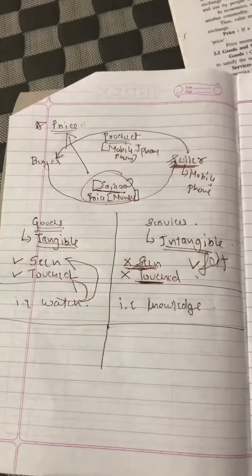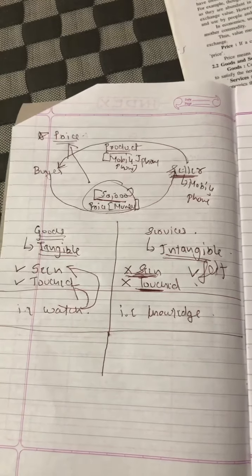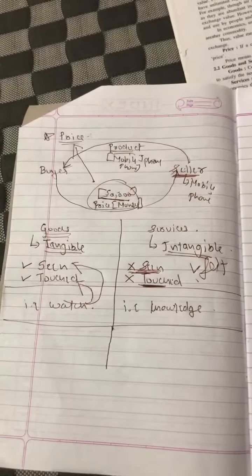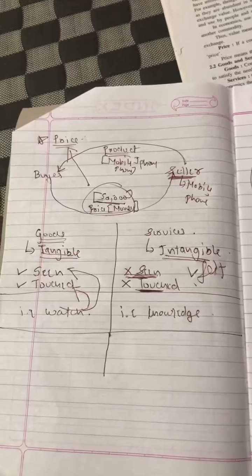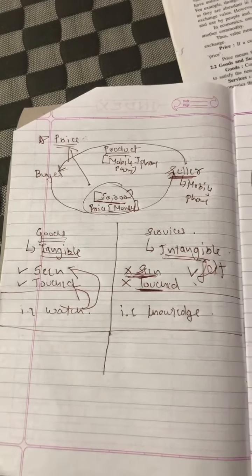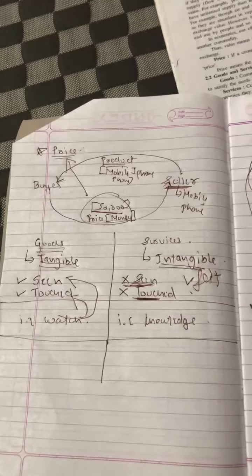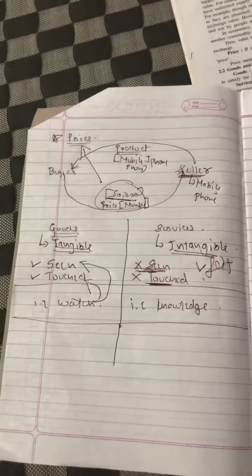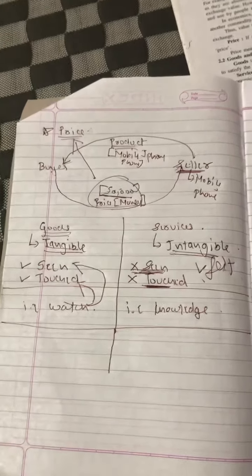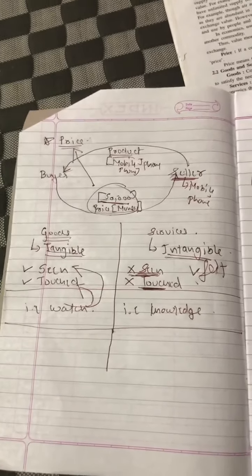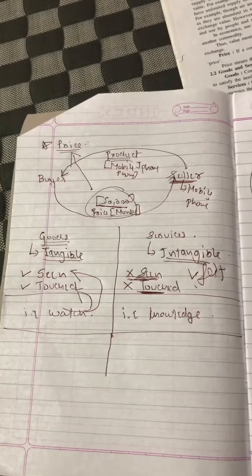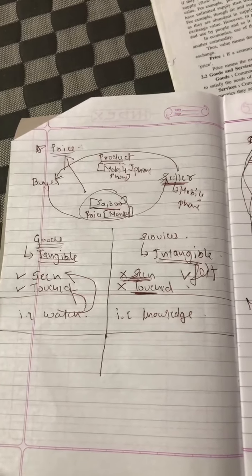So goods are something which can be seen, which can be touched, hence they are called tangible. Services are something which cannot be seen or touched, and hence they are called intangible, but services can be felt. The best example of goods is a watch. You can see it, you can touch it. The best example of service is knowledge, because you cannot see it, you cannot touch it.